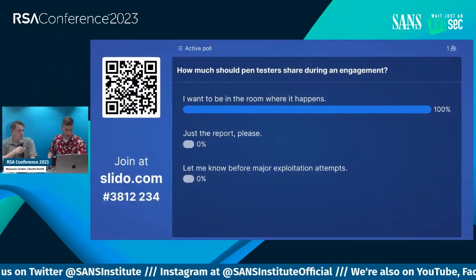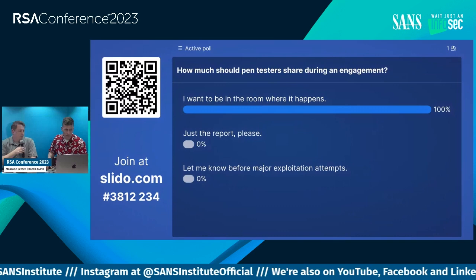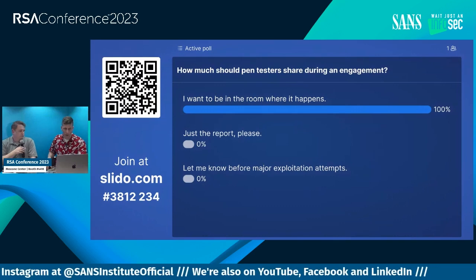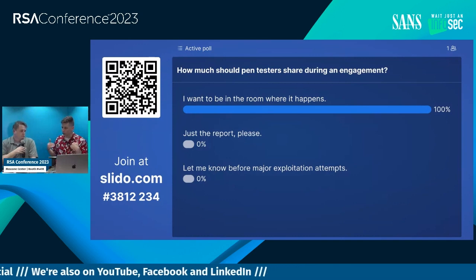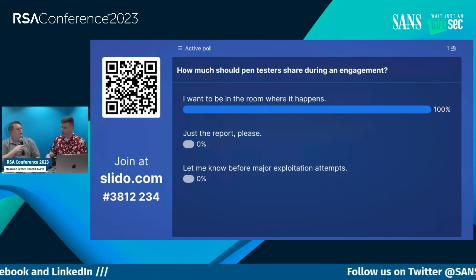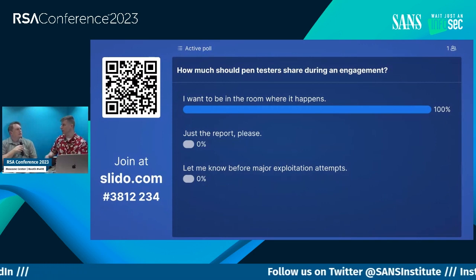Exactly right. So our last poll question is about how much we should share. Should we just send you the report when we're done? Should we let you know before we try the EternalBlue exploit? How open should we be? How frequently should we check in?